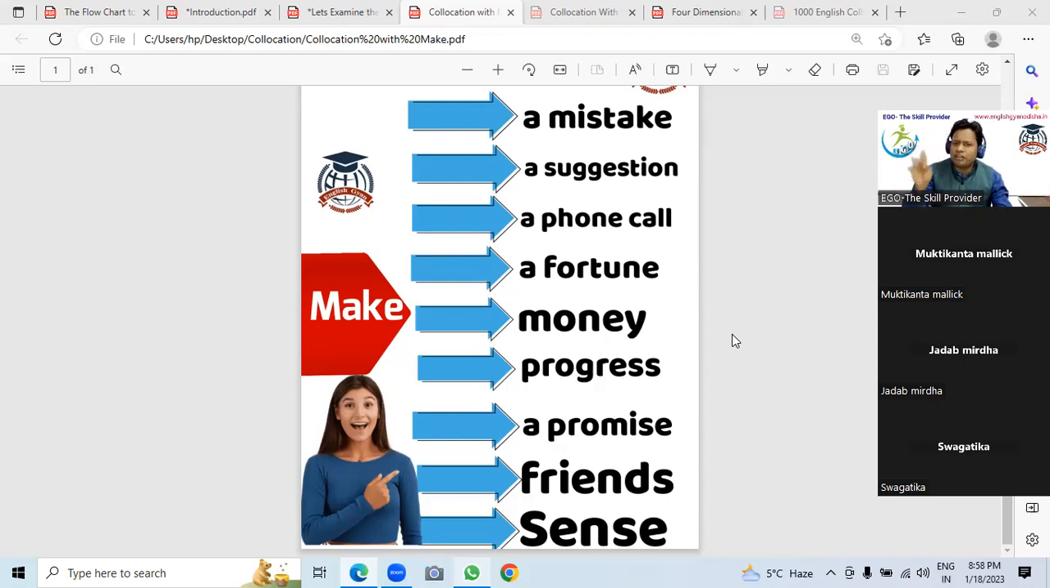Look at the things: mistake, suggestion, phone call, fortune, money, progress. These are the things you are using on an everyday basis.